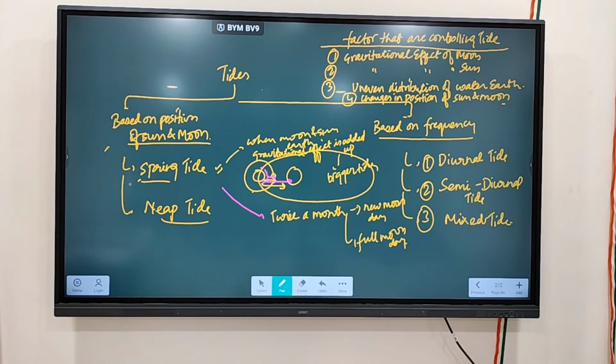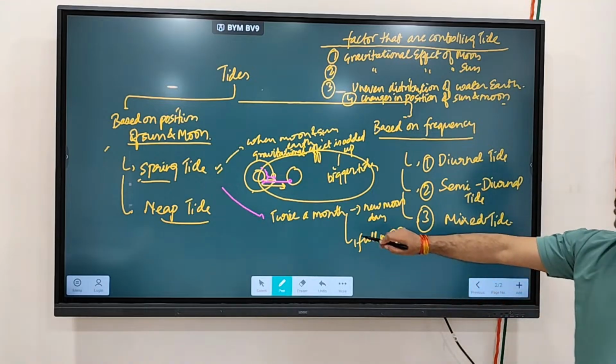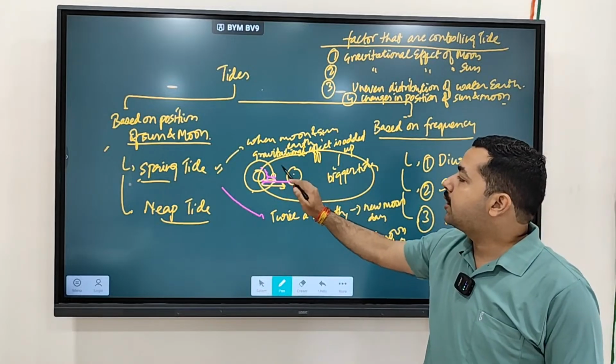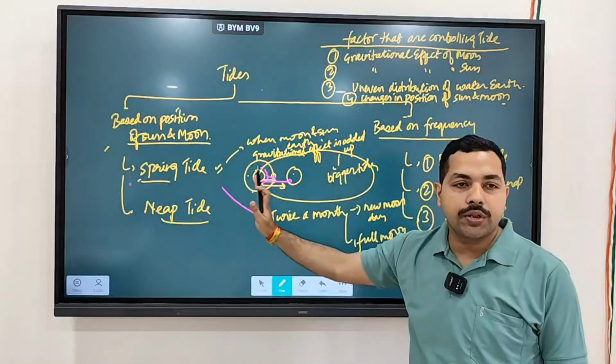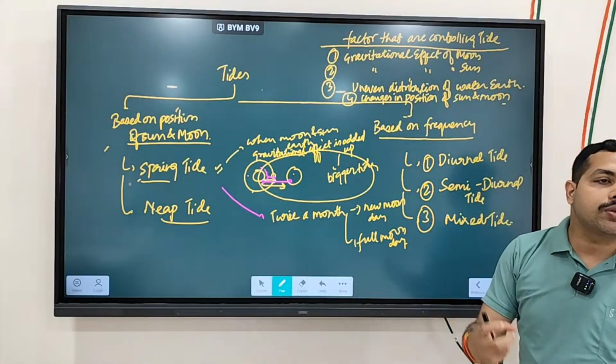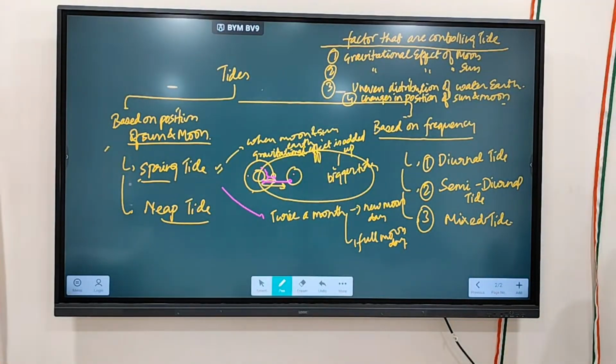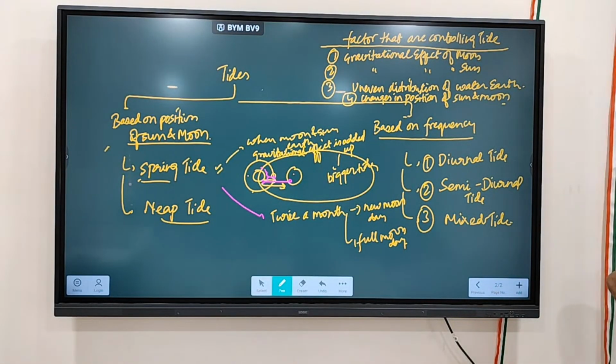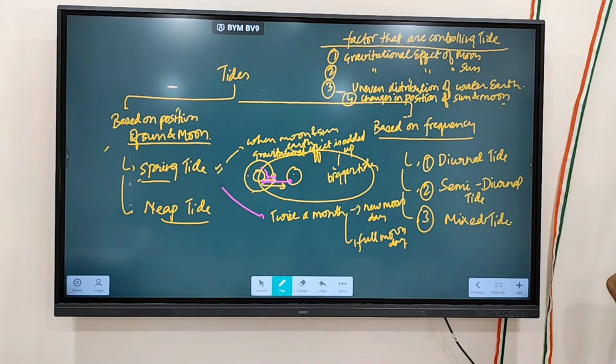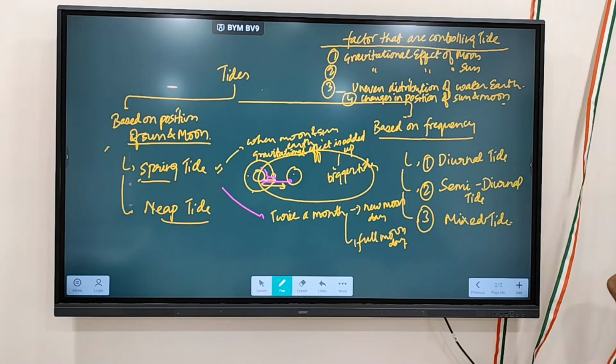Because the moon does not have its own light, the moon reflects the light which it gets from the sun, and that's why the moon is visible. So when earth comes in between, here comes earth, sunlight will not go to the moon. When it does not go towards the moon, you will see the moon is not visible, which is called a new moon day. So you have new moon day and full moon day.